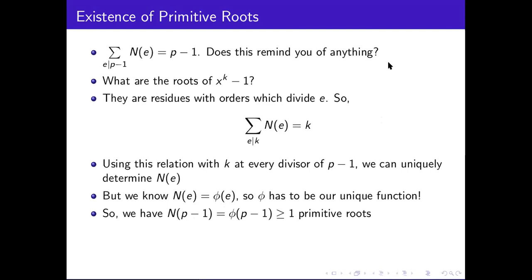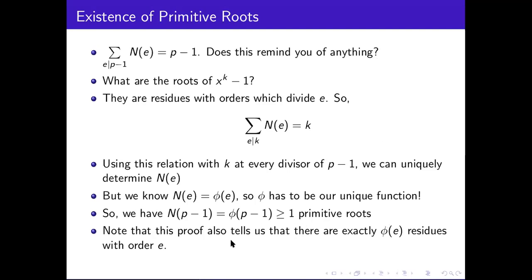This proof is also inside our handout and will be in the posted transcript, so if you still have any questions, you can read it after class. And remember, this proof also tells us that there are exactly phi of e residues with order e. So besides primes, there are other numbers guaranteed to have primitive roots. In fact, they are exactly all prime powers and 2 times prime powers, as well as 2 and 4. Phi is the Euler totient function.